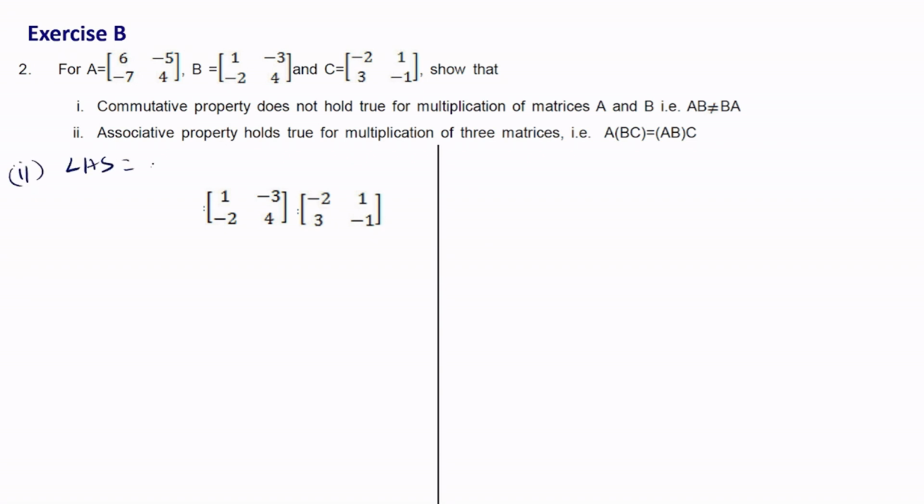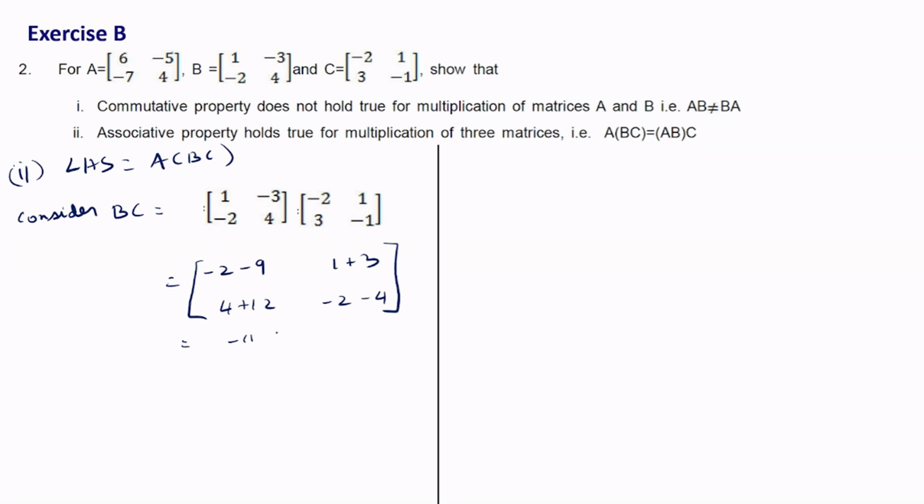Left hand side is A into BC. So first let us consider BC. BC is the matrix B into the matrix C. So this is minus 2 minus 9, first row first column, then first row second column 1 plus 3, then second row first column, second row second column. So this is minus 11, 4, minus 16, minus 6. This is BC. Now let us find A into BC.